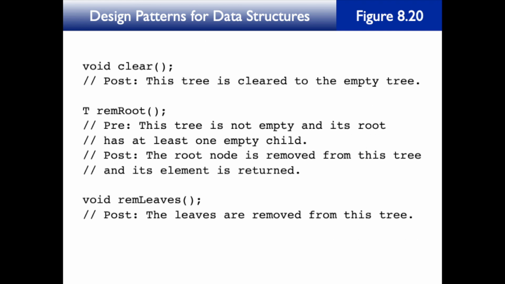The next method for removal is remroot. The post condition for remroot is that the root node is removed from this tree and its element is returned. So how can you remove the root node of a tree if the tree has a non-empty left subtree and a non-empty right subtree? What would you do with one of those trees? You can only have one non-empty subtree in order to remove the root.